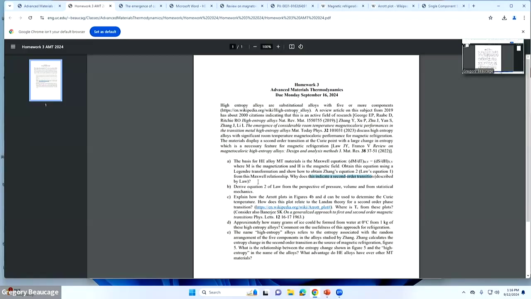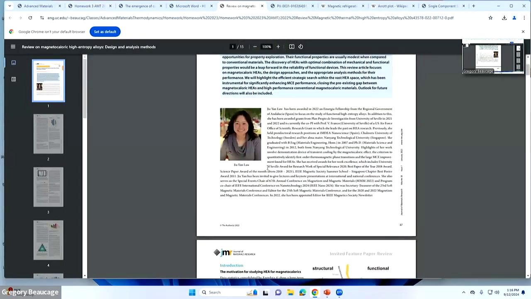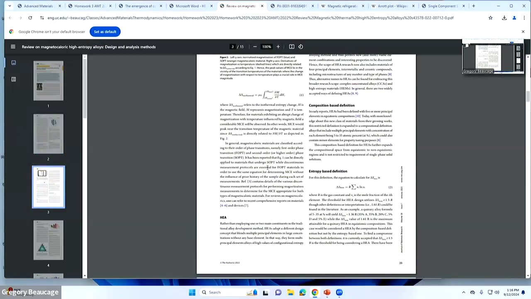Why does that indicate a second order transition? As described by Law, I think you have to read the Law paper to figure that out. This equation, I mean, there's no enthalpy of transition, I guess, offhand. Although she has H, H is really B here. So again, H is B, so I don't think that's enthalpy. So there's no enthalpy of transition. It's a second order transition.